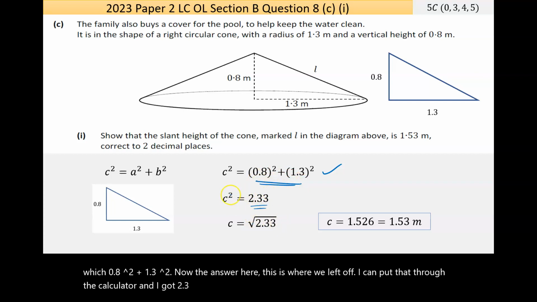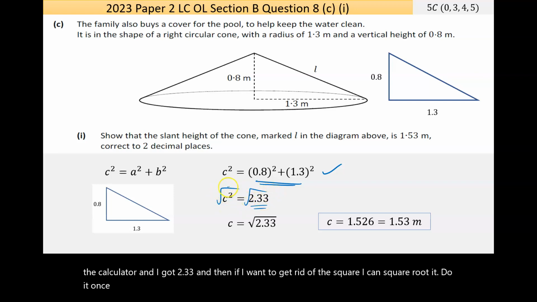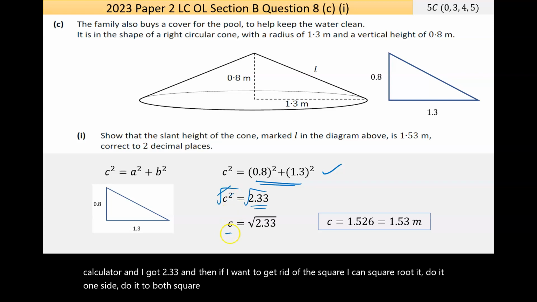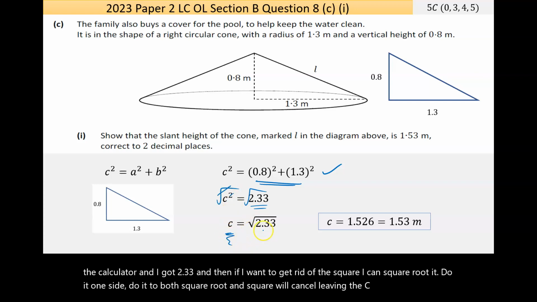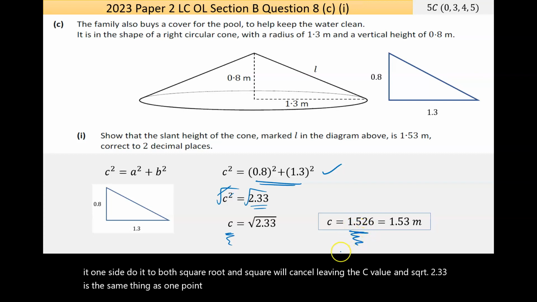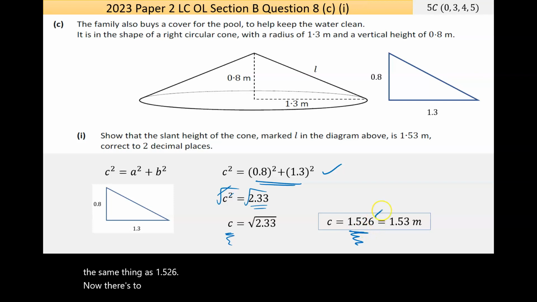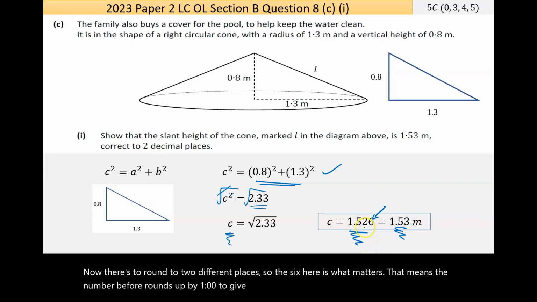And then if I want to get rid of this square, I can square root it. Do it to one side, do it to both. The square root and the square will cancel, leaving the L value. And the square root of 2.33 is the same thing as 1.526. Now, it says to round to 2 decimal places, so the 6 here is what matters. That means the number before rounds up by 1 to give 1.53.